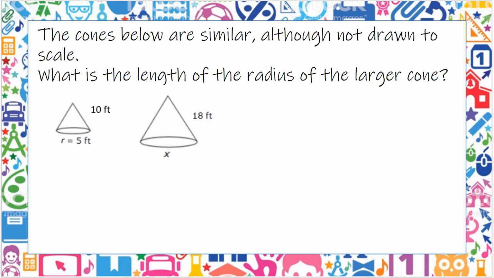The cones below are similar, although they are not drawn to scale. What is the length of the radius of the larger cone? So, we have a proportion of the small cone. I always want to put the small on top over the big number, I guess we could say. So 10, or the big cone, over 18. So we've got 10 over 18 equals 5 over x.